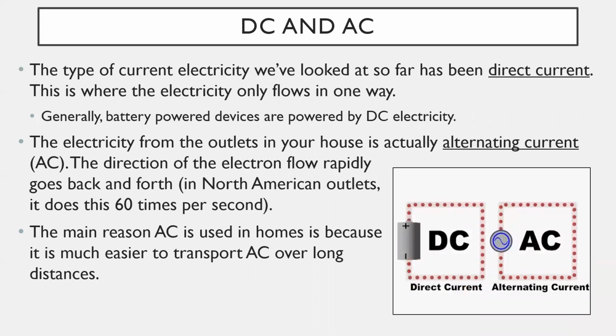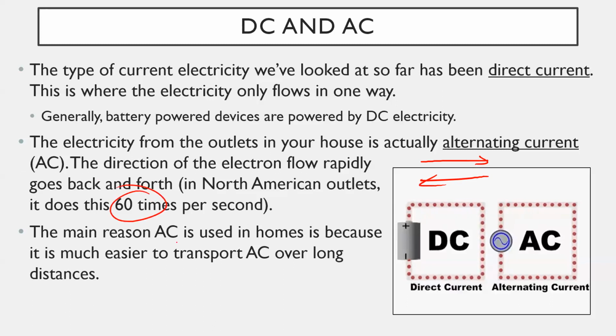Now, the electricity from outlets in your house is actually something called alternating current, which is a little bit more confusing because the direction of the electron flow rapidly goes back and forth. This picture doesn't do it justice. It's doing it very slowly. What's actually happening is it is going back and forth 60 times per second. This is super rapid. It's going back, forth, back, forth, super fast. So really the electrons are just switching around, right?